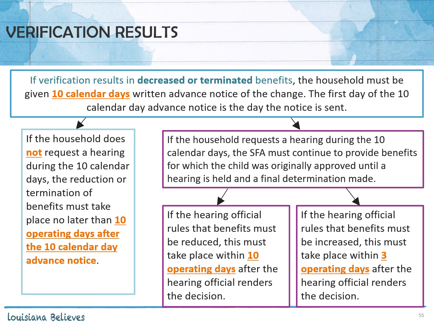However, if the household requests a hearing during the 10 calendar days, the SFA must continue to provide benefits for which the child was originally approved until a hearing is held and a final determination is made. From here, if the hearing official rules that benefits must be reduced, this must take place within 10 operating days after the hearing official renders the decision. Or, if the hearing official rules that benefits must be increased, this must take place within 3 operating days after the hearing official renders the decision. If you ever have a question about verification results, please contact the state agency for assistance.